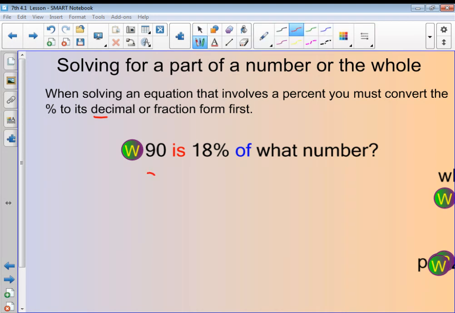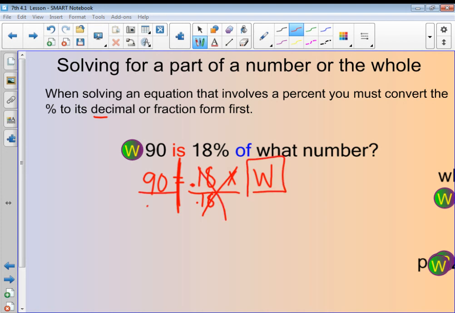So 90 equals 18%, so 0.18 of times what number? Okay, there's my equal sign again. So I don't have to remember anything other than I have to understand that W has to be by itself. So right now it's times 0.18, so I'm going to divide by 0.18. Okay, so now I've got W by itself here, divide by 0.18.